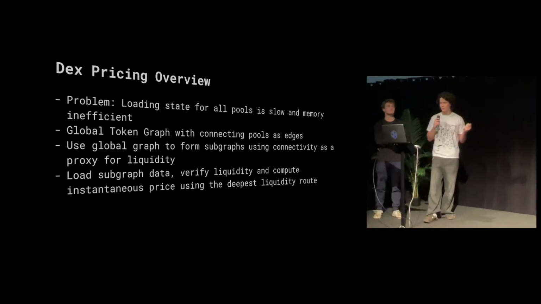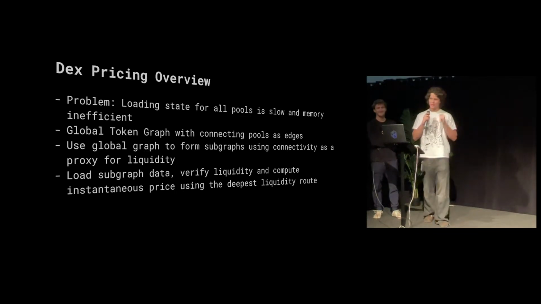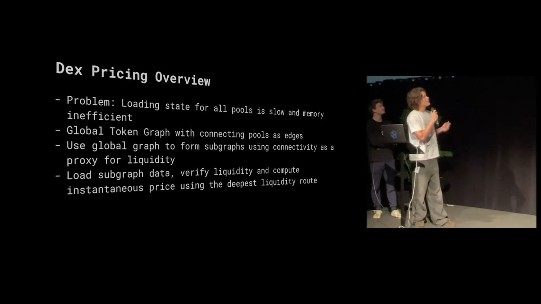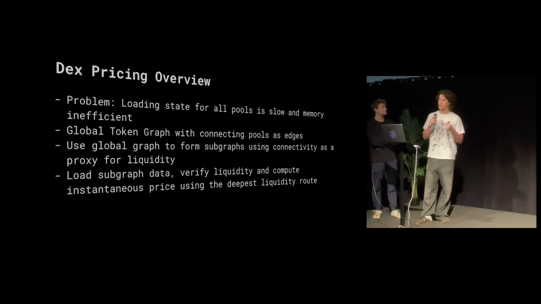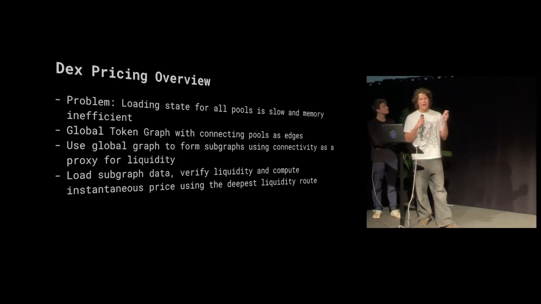So what we did to simplify, and again, not perfect and very much room for improvement, is we use a global token graph with the connecting pools as edges for the token nodes. And we use that connectivity as a proxy for liquidity, which enables us to build subgraphs that are more focused, where we can actually afford to load all of the state for each pool, and then compute the optimal route, and then identify the instantaneous price.